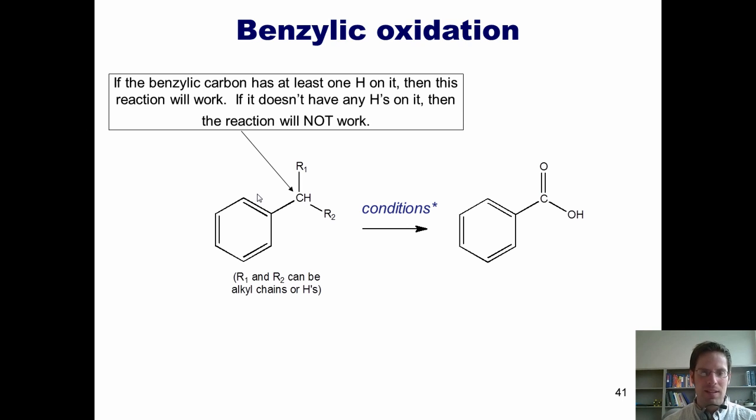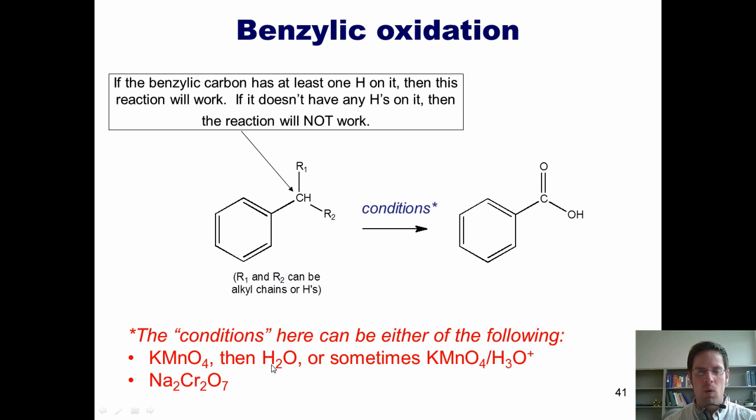And now I remind you of another old reaction that you shouldn't forget. If we treat an alkylated benzene with KMnO4 and water, or same thing, KMnO4 and acid, or sodium dichromate, it will convert all of the benzylic carbons to benzoic acid as long as the benzylic carbons are attached to at least one hydrogen. If this benzylic carbon has at least one hydrogen, this reaction will work. If it does not, then this reaction will not work. So once again, oxidations of tertiary carbons, in other words, a carbon that has no hydrogens on it, won't work because it doesn't have any hydrogens on it.